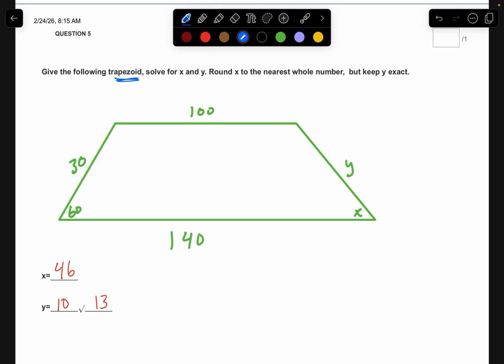All right, given the following trapezoid, names matter. It did not say isosceles trapezoid. It said trapezoid. Solve for x and y. Round x to the nearest whole number, but keep y exact.